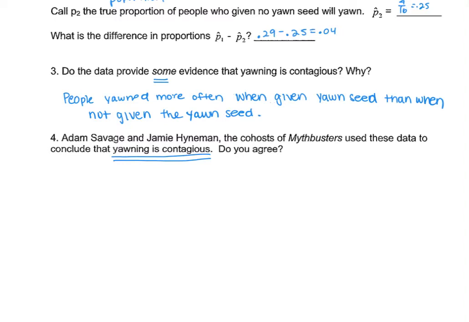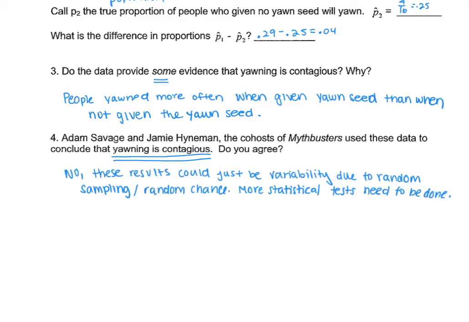But the reason you can't say it's true all the time is because there's always going to be variability due to random sampling. There's a chance that you could have gotten these results just because you randomly selected your subjects. So because of variability due to random sampling, you cannot extend these results to the entire population just yet.